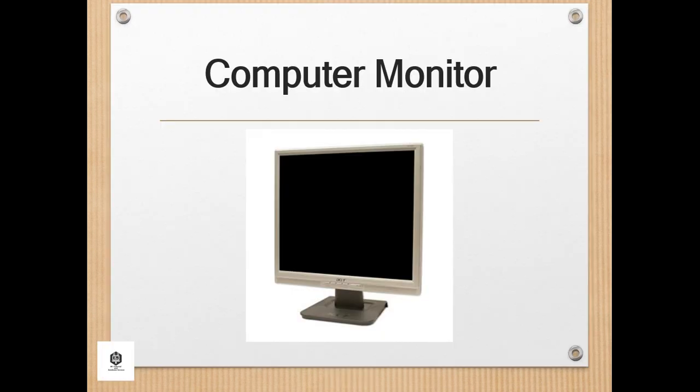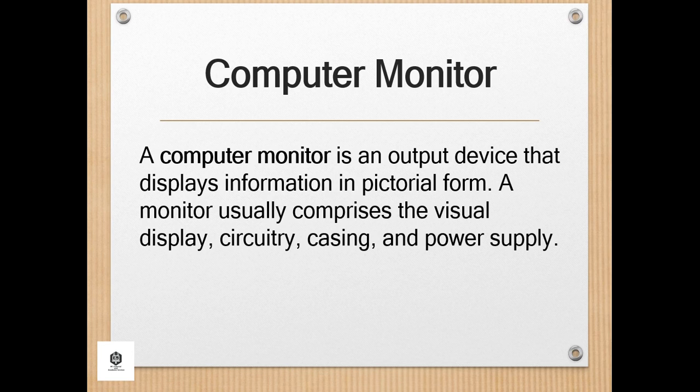A computer monitor is an output device that displays information in pictorial form. A monitor usually comprises the visual display, circuitry, casing, and power supply. The display device in modern monitors is typically a thin film transistor liquid crystal display or TFT-LCD, with LED backlighting having replaced cold-cathode fluorescent lamp or CCFL backlighting. Older monitors use a cathode ray tube or CRT.